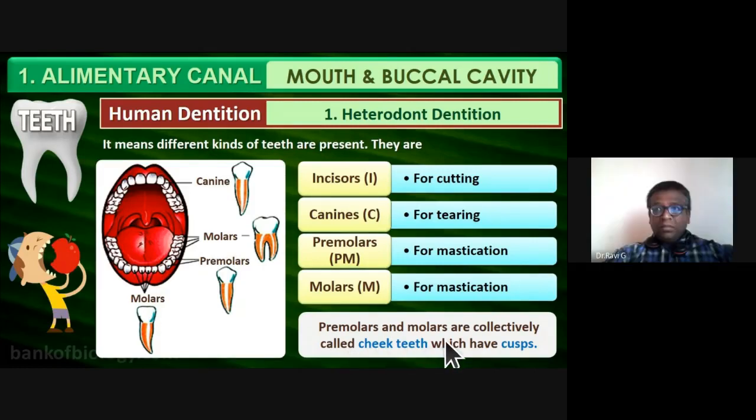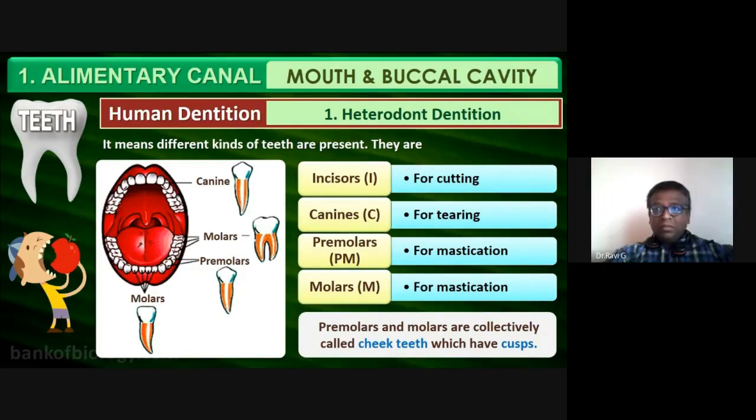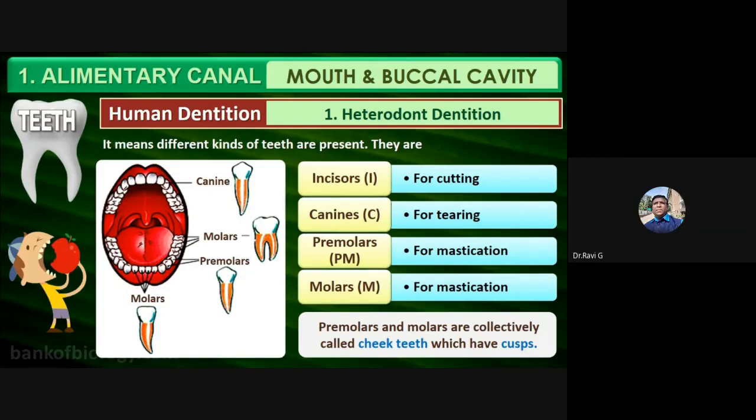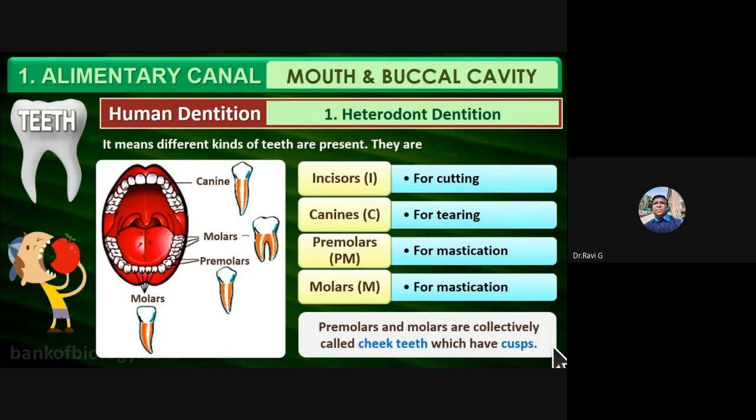The premolars and molars, we collectively call cheek teeth because they are present at the cheek region of us. They have cusps, which are meant for chewing the food or mastication. So that is what you have to remember regarding the premolars and molars, which are collectively called cheek teeth, and they have cusps.